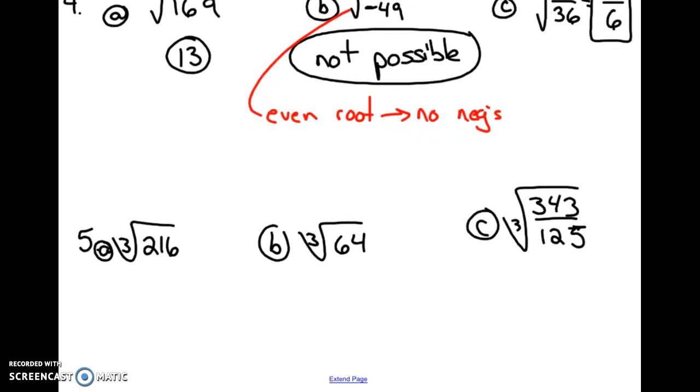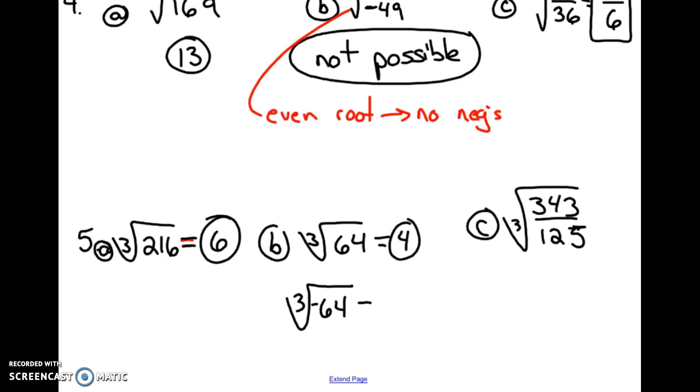We've got the cube root of 216. Well, if I looked at my blue chart under the x cubed column, I'd find out that was 6. And the cube root of 64, I'm wondering if I copied this wrong, because the cube root of 64 is 4. But if we had a negative on it, the cube root of negative 64 would be negative 4. When we have odd roots, like a 3 or the 5, negatives are okay.